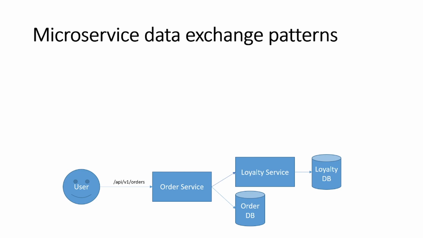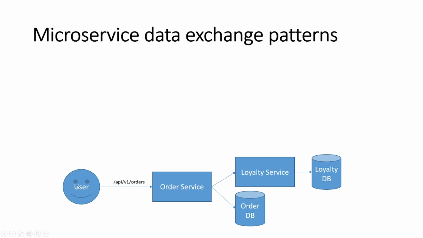So in our typical microservice architecture, we will be having an order service responsible for managing the orders, and it will have its own database, orders DB. Also, we will be having a loyalty service responsible for managing the loyalty points for the customers, and it will have its own database, loyalty DB.